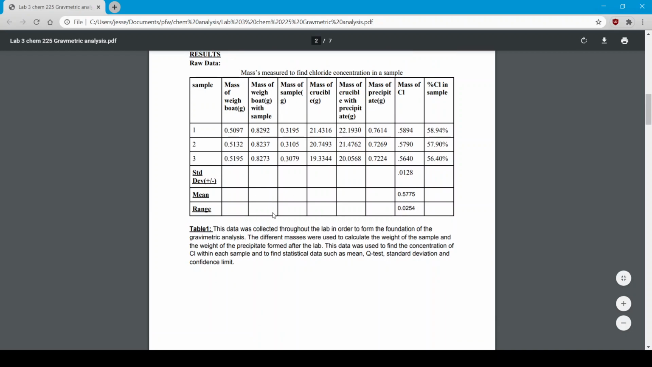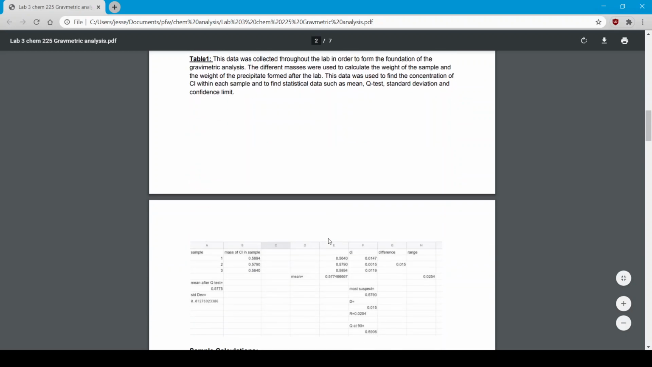So basically, in summation, the purpose of this graph is to tabulate the results that I found in order to find the mean, the standard deviation, the confidence limit, and the amount of chloride in my original sample.